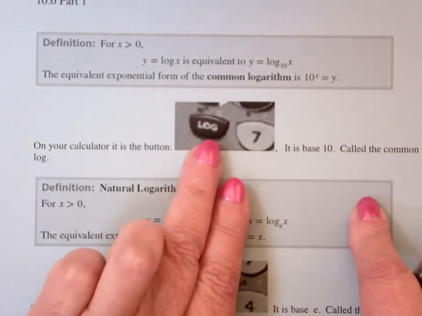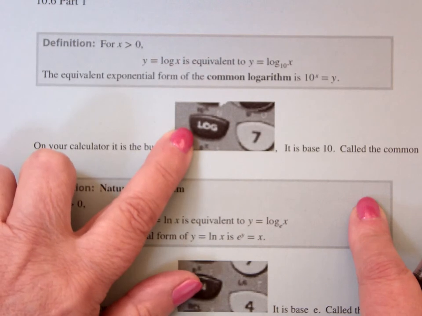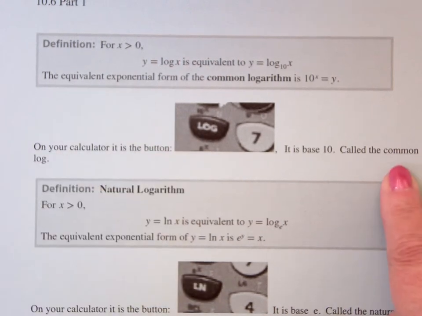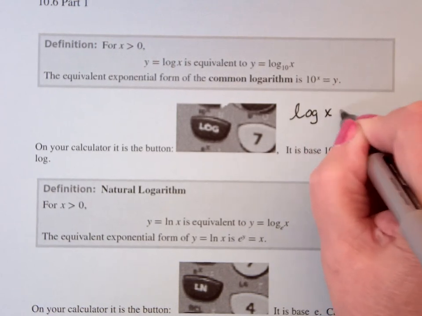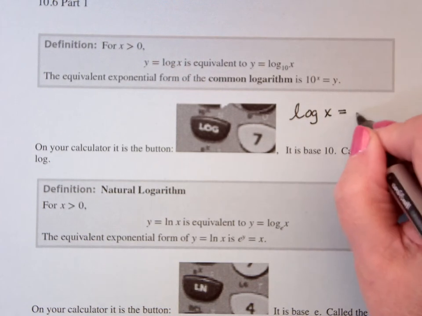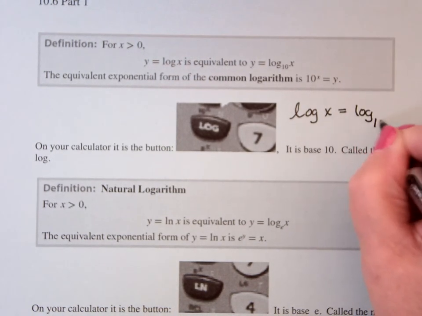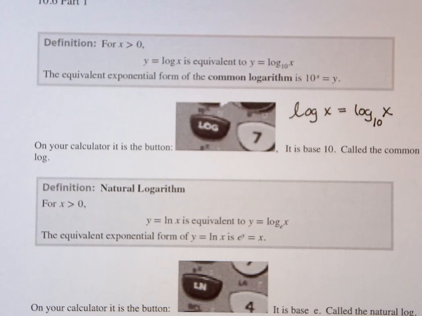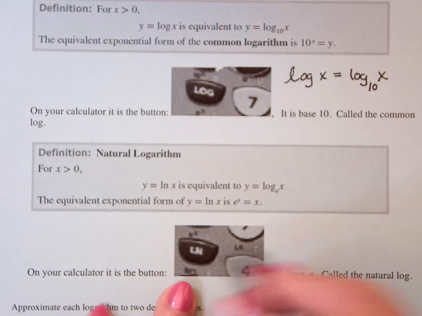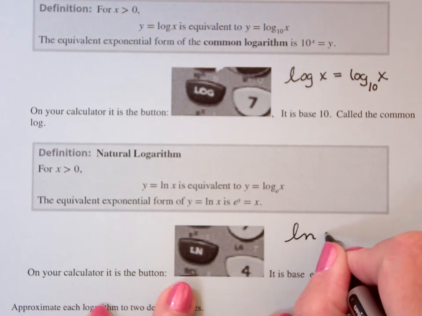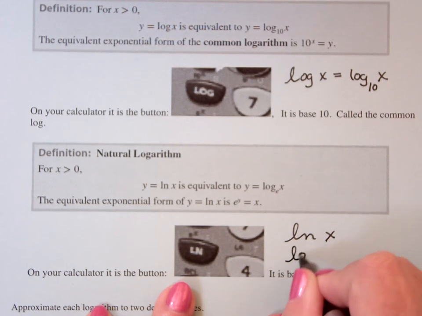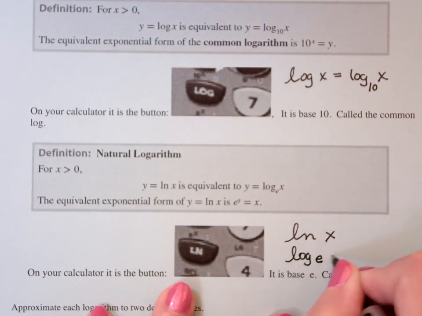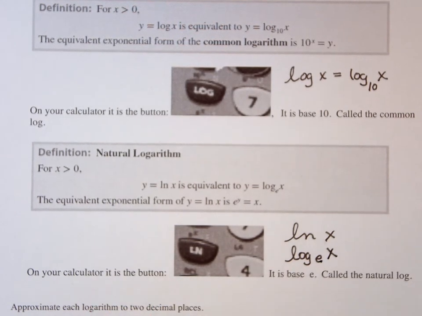Now what it's telling you here is that LOG is base 10, so it's called the common logarithm. So if I had LOG of x and I needed to work with it, I could substitute log base 10 of x. And the same down here: LN is base e, so I have ln of x. If I need to work with it, I rewrite it as log base e of x.